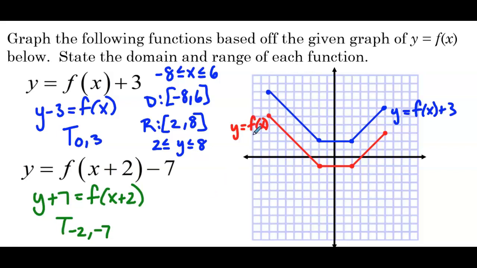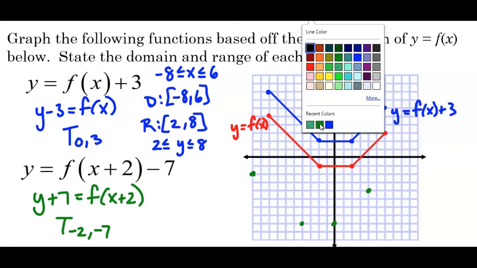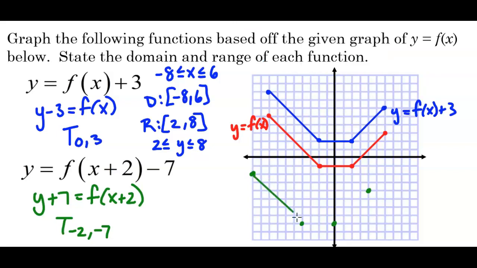So to the left, down 1, 2, 3, 4, 5, 6, 7. And then we have 2 to the left, down 1, 2, 3, 4, 5, 6, 7. 2 to the left, down 7. And then 2 to the left, down 3, 4, 5, 6, 7. Again, I'll use a line tool so that my work is neat. I'll pick green. So we'll connect each point. So there we have the graph of y equals f of x plus 2 minus 7.